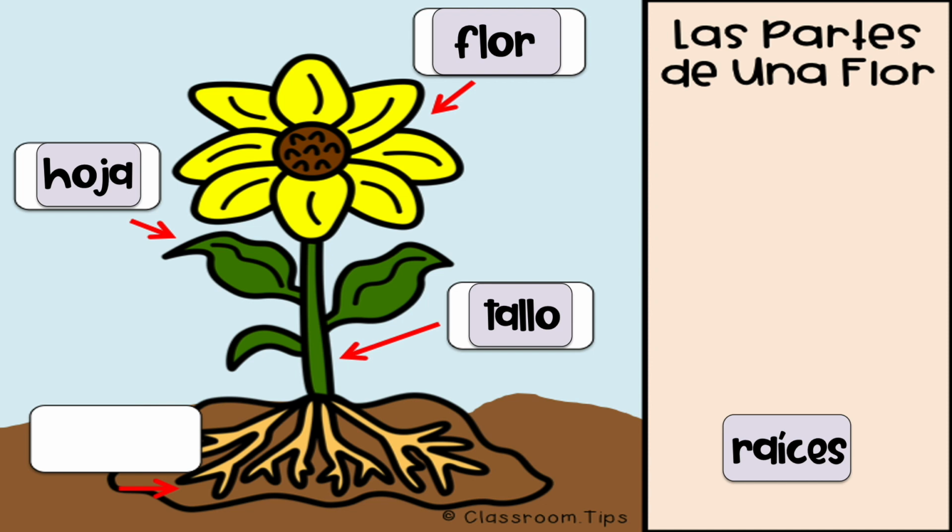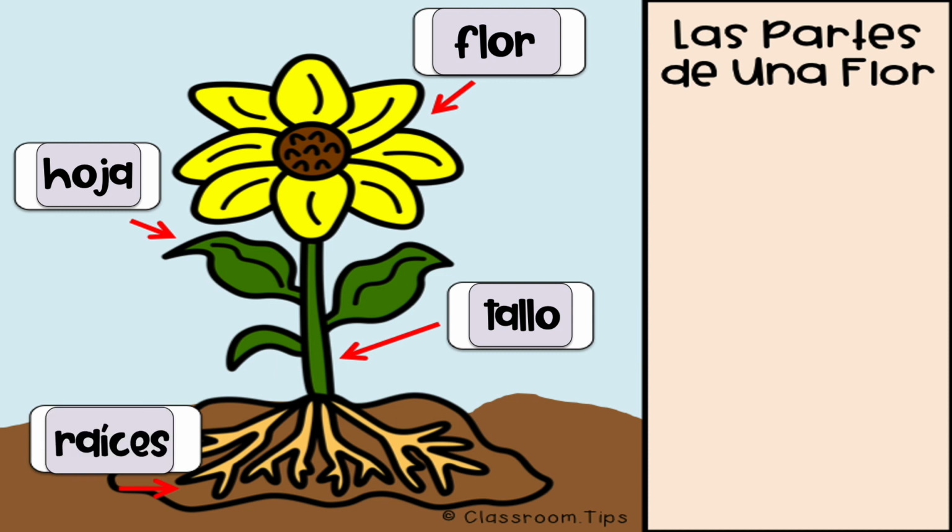So our last option is raíces. So we think, estamos pensando. ¿Qué significa raíces? In inglés, significa roots. In English, it means roots. So we're going to place it in the dirt where we see the roots. And boom, you now know the parts of a flower, las partes de una flor.